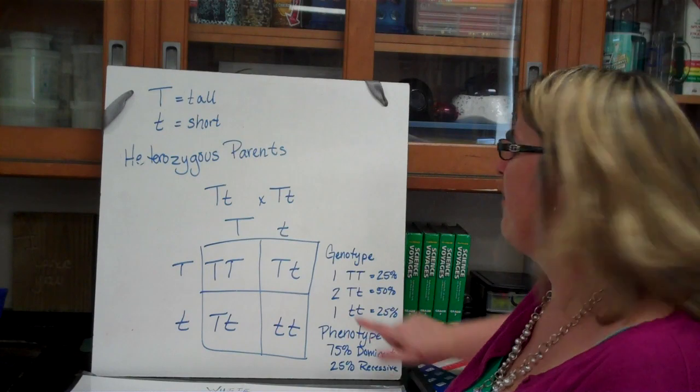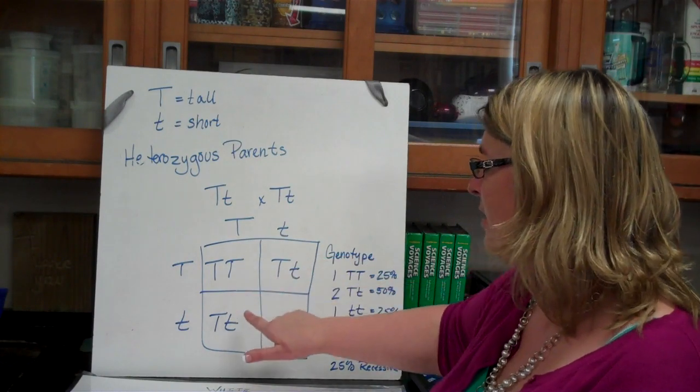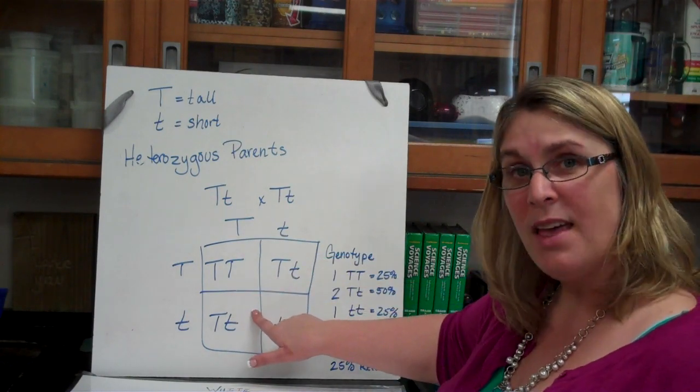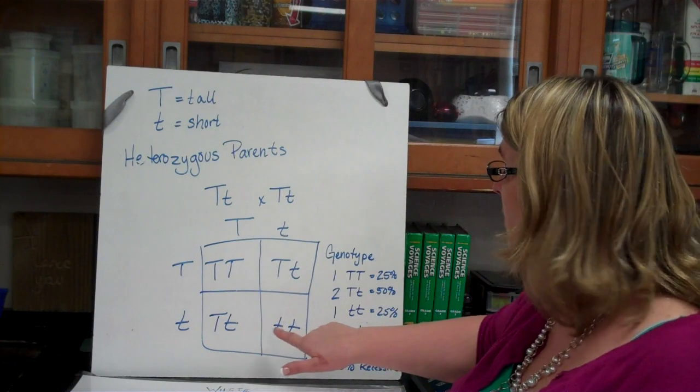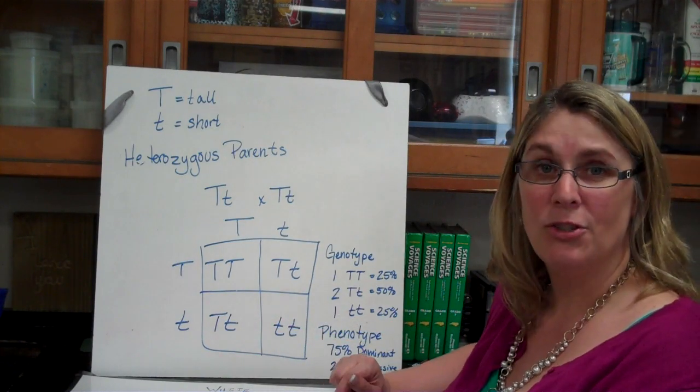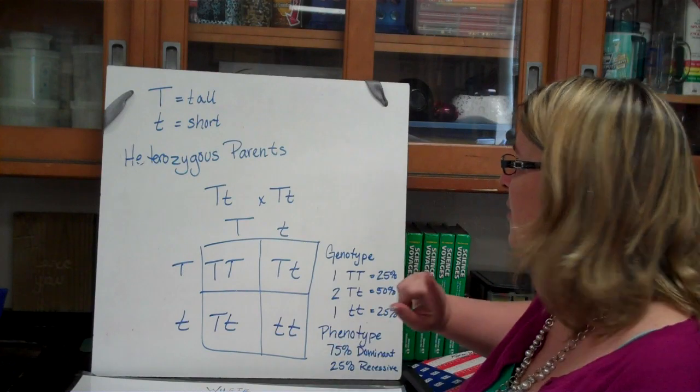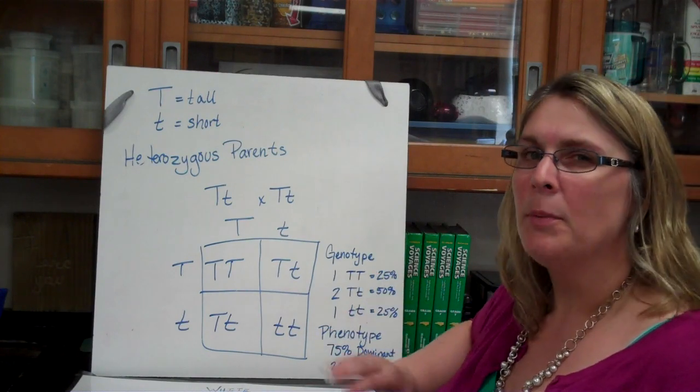The phenotype, however, is this one's tall, and this one's tall. So 75% of the offspring possibilities would be tall and only 25% short. You see that? If there's a big T there, it shows up. It's kind of like a bully and takes over.